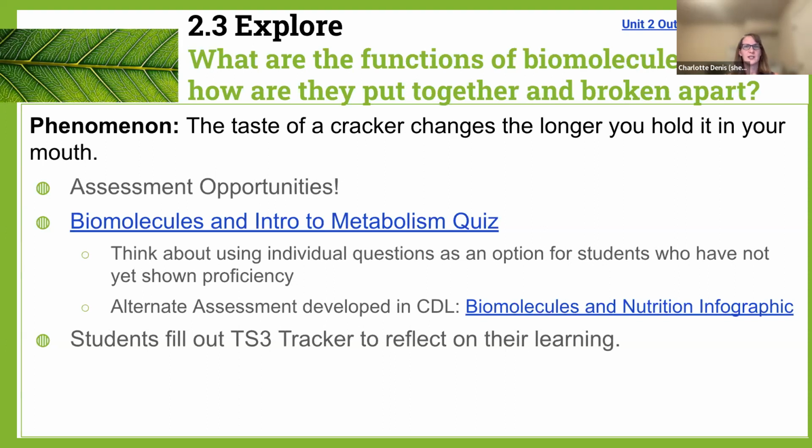There's been a push since CDL to do some alternative assessments rather than just tests. And so in CDL, my team at school developed an infographic option that connected to nutrition and all of the reasons that biomolecules would be needed in nutrition. And it has students track their nutrition intake. We had some students that did really amazing work with this, and it worked as an alternative assessment for us in CDL. But it's certainly something that's available for you to use.